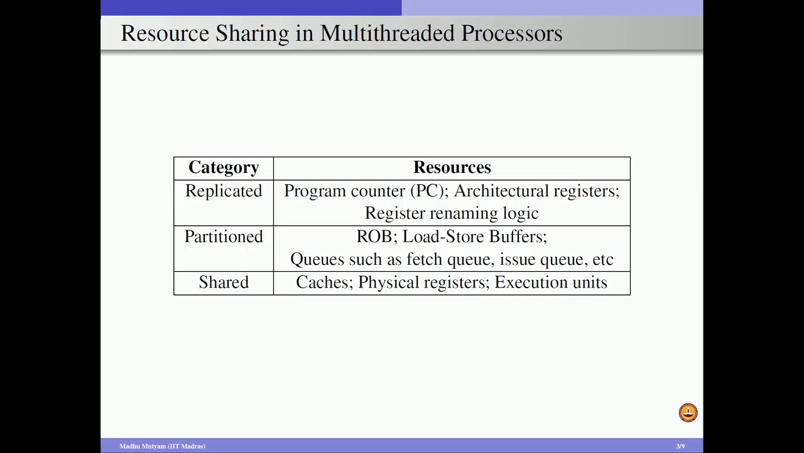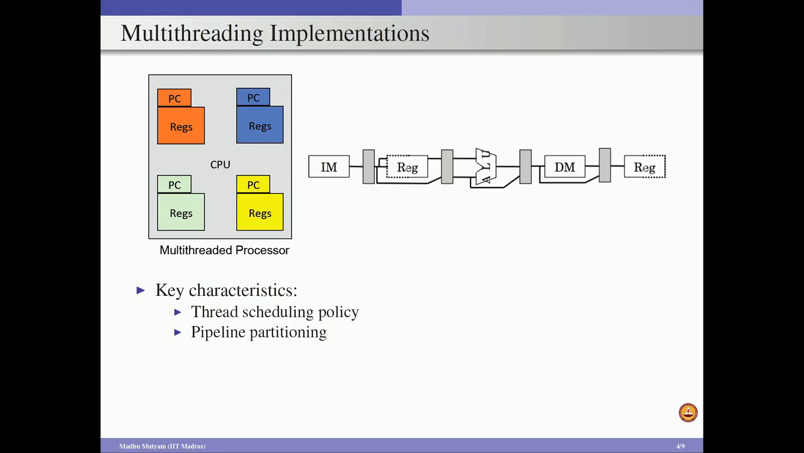So, after discussing this resource sharing across multiple threads, now we will see what are the different types of multi-threaded processor designs we can consider. Our underlying processor consists of 4 hardware threads, for example, and we have a pipeline design for processing our instructions. In order to consider different multi-threaded processor designs, we have to consider these key characteristics.